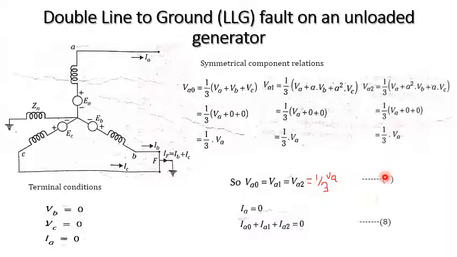From equations 7 and 8, it suggests that the network should be connected in parallel, because the voltage is 1/3 times VA. The voltage is divided across VA0, VA1 and VA2, and the currents add up. So based on equations 7 and 8, we can draw this interconnection of sequence networks, which is connected in parallel.